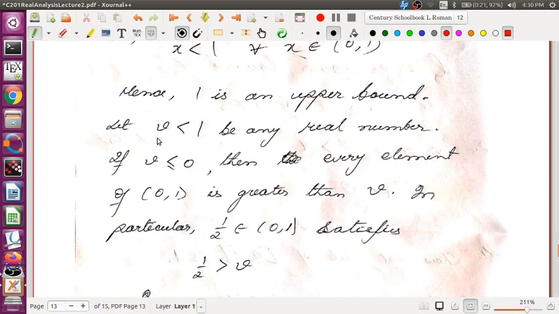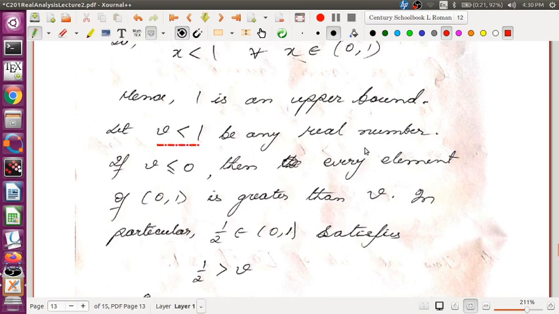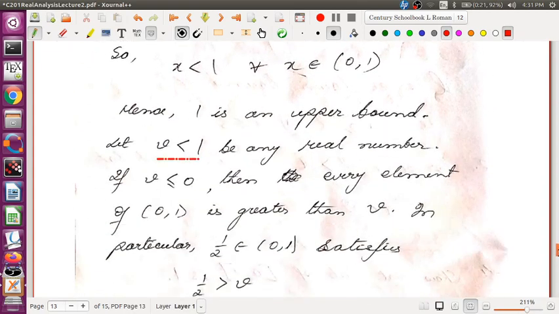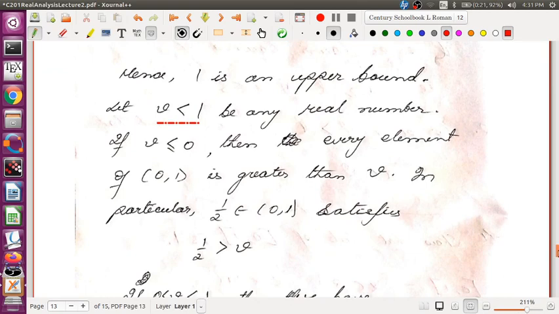Now we take a real number v which is less than 1. It may happen that v is negative. If v is negative, then every element of (0, 1) is greater than v, because every element of (0, 1) is positive. So whatever element you take from (0, 1), it will always be strictly greater than v. So in particular, say we take the element half.